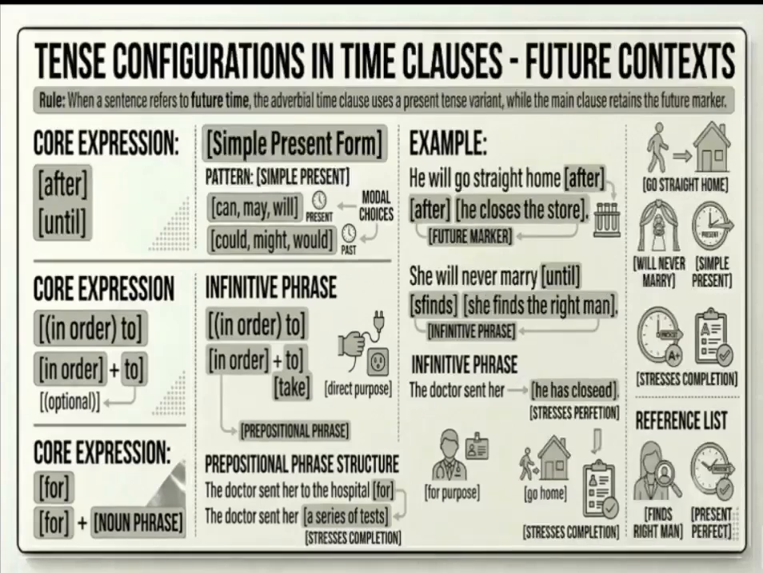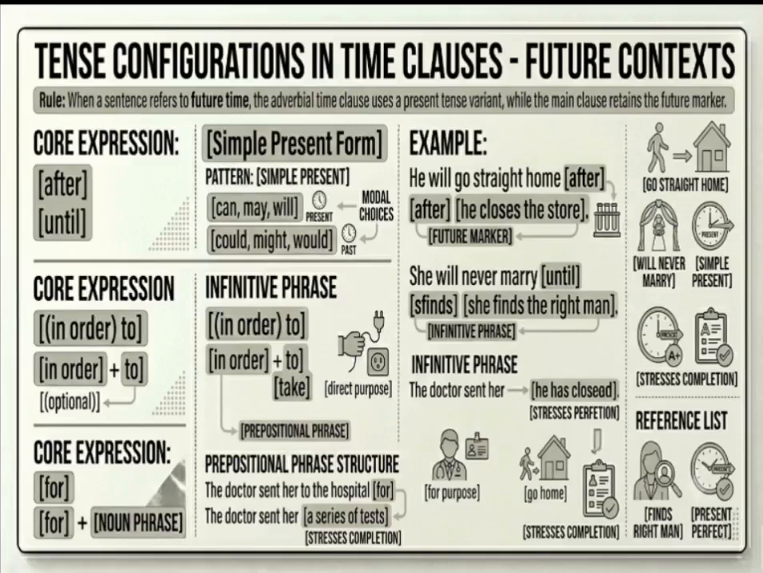This slide highlights a rule that trips up non-native speakers and shows up constantly on exams. Tense configuration in future context. Here is the golden rule. When a sentence points to the future, your adverbial time clause never uses a future tense marker like will. It must use a present tense variant instead.